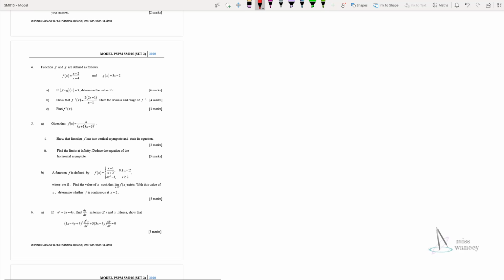Okay, functions f and g are defined as follows. f(x) is (x plus 2) over (x minus 4). g(x) is 3x minus 2. If f composite with g is equal to 3, determine the value of x. Okay, so number 4a. So f composite with g is equal to 3. So let us try to substitute g inside the f then. g is 3x minus 2, so f of 3x minus 2 is equal to 3.